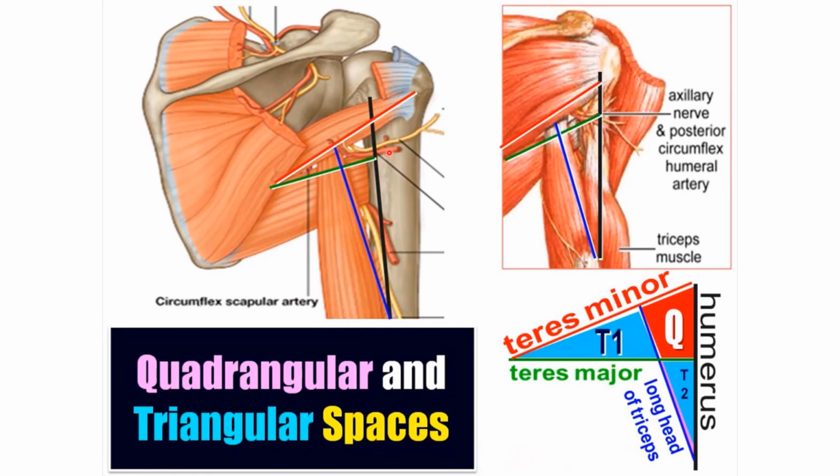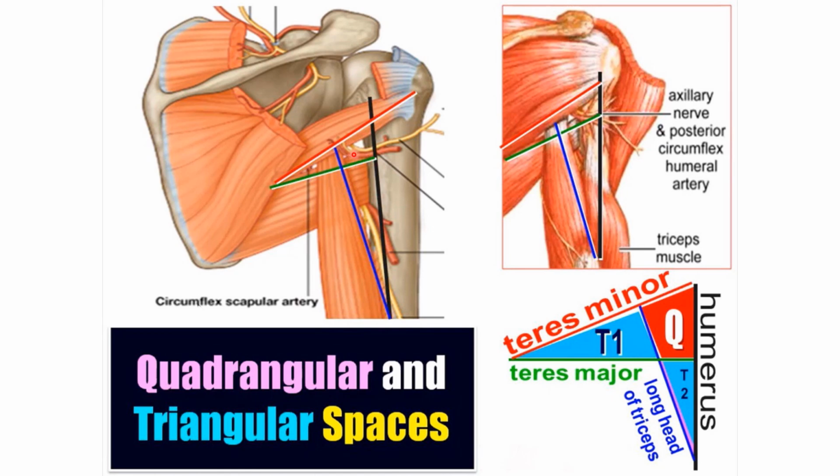You can also look at it here. Okay, so this black line is the humerus, the red line is the teres minor, the green line is the teres major, and the blue line is the long head of the triceps. Okay, so this space here is the quadrangular space, this is the triangular space 1, and this is triangular space 2.